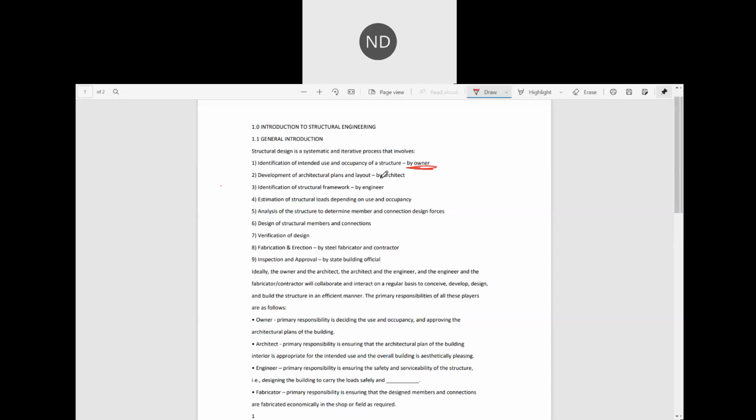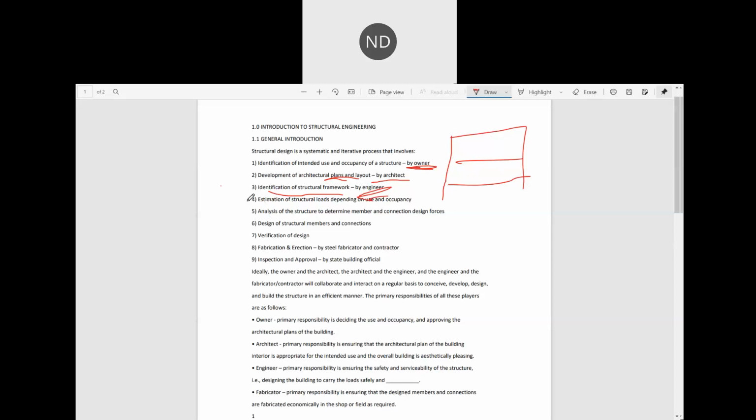Then we have the architect. The architect is going to do the development of the architectural plans and the layout. And the civil engineer is going to identify the structural framework, like what the beams are, how much load is going to fall on each floor, on each beam, how many materials are required, and what dimensions are to be given. All those things, and the analysis, are done by your civil engineer.